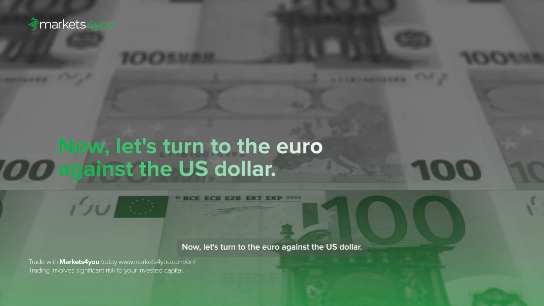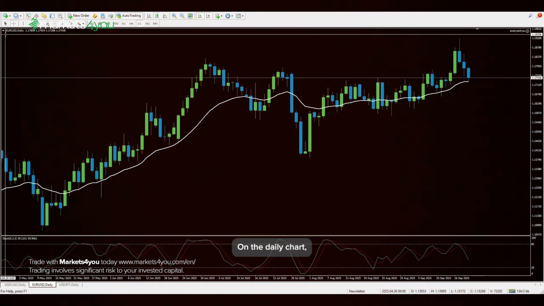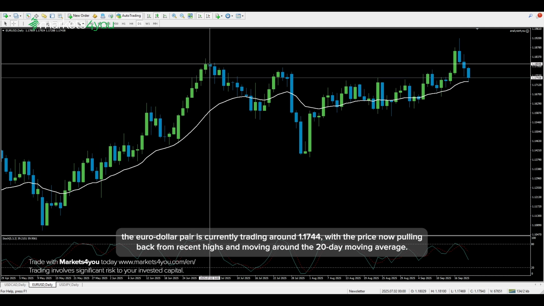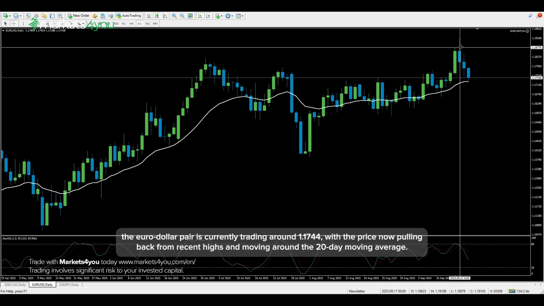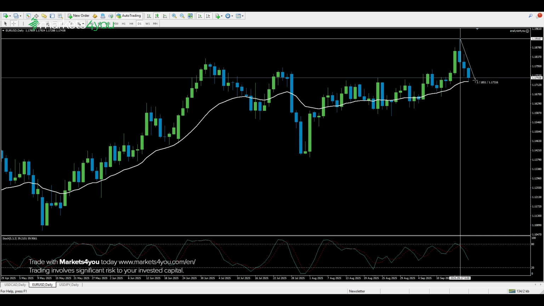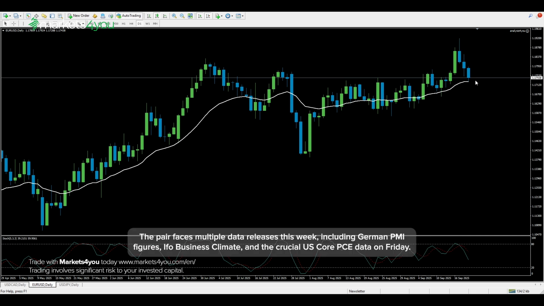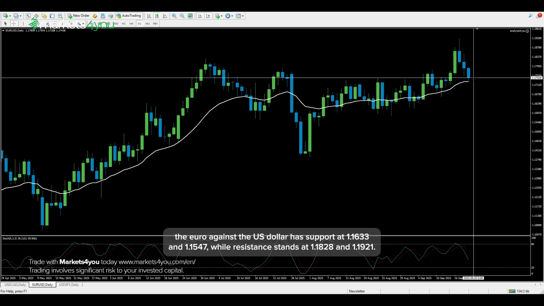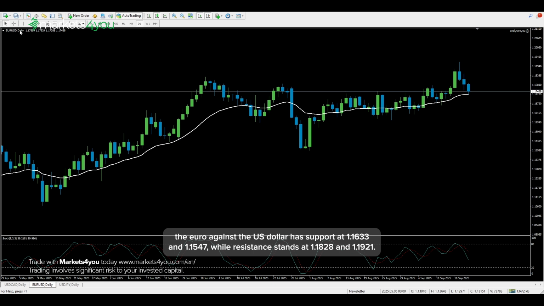Now, let's turn to the euro against the US dollar. On the daily chart, the euro-dollar pair is currently trading around 1.1744, with the price now pulling back from recent highs and moving around the 20-day moving average. The pair faces multiple data releases this week, including German PMI figures, Ifo Business Climate, and the crucial US Core PCE data on Friday. Looking at key levels, the euro against the US dollar has support at 1.1633 and 1.1547, while resistance stands at 1.1828 and 1.1921.